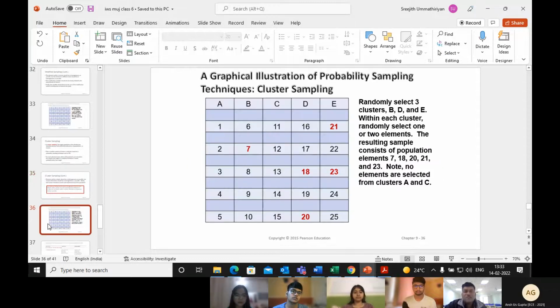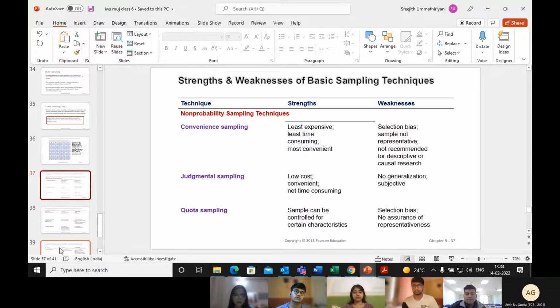Okay, graphical illustration of this. So randomly select 3 clusters. The clusters selected here are B, D, E. Of course, the assumption is that all clusters A, B, C, D, E are identical. From that, you've randomly picked up 3 clusters B, D, and E. And within that, you have further gone for simple random sampling, and you have picked up elements 7, 18, 20, 21, and 23. And that is how you get all the elements for your sample.